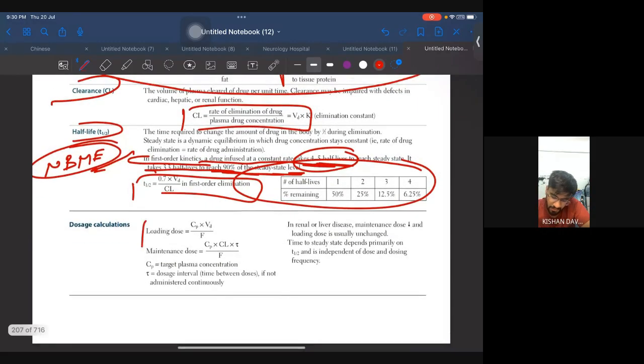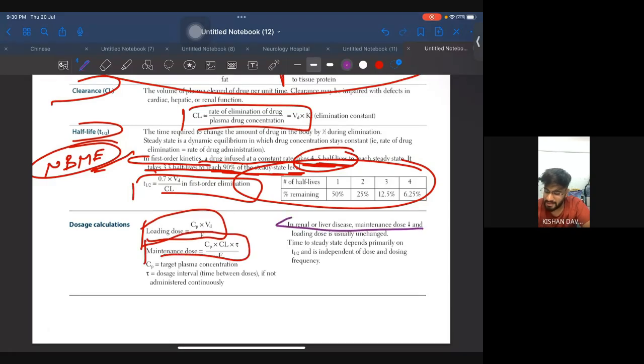Dosage calculation: loading dose formula, maintenance dose formula. Important point here, in renal or liver disease, maintenance dose decreases and loading dose is usually unchanged. So these are small formula things that you need to remember. I didn't get even one calculation in my exam. I haven't seen any calculation in NBME. In UL you might see 2 3 calculation formulas.